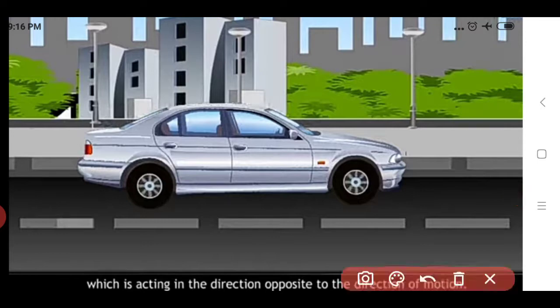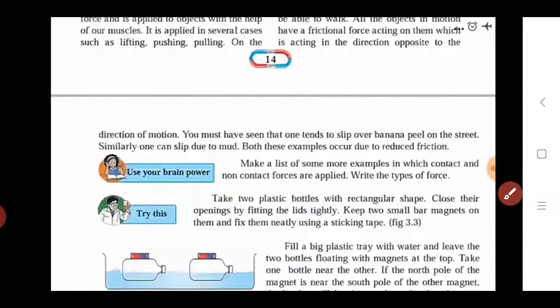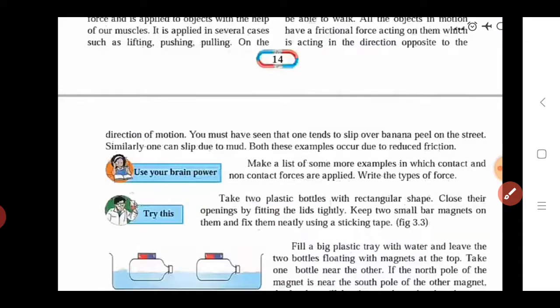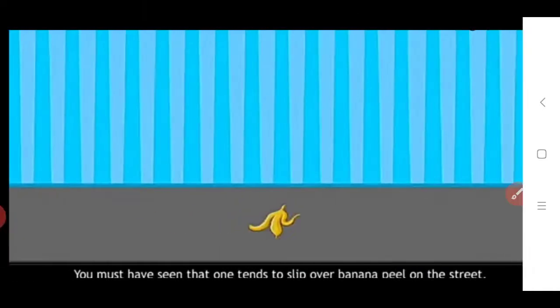Means if we see this example, this car moves in that direction, but the frictional force acts on this car in the opposite direction of the moving object. So here you should remember that the frictional force always acts in the opposite direction of the moving objects. We also see other examples of this, when there is a small amount of frictional force acting on the body, then what happens? If we see these two examples, you must also have seen that anyone can slip over a banana peel on the street.